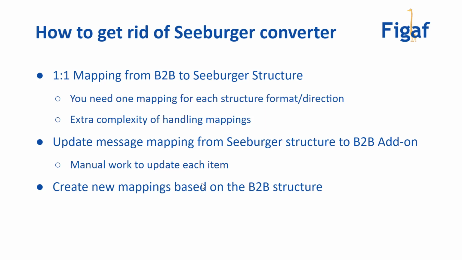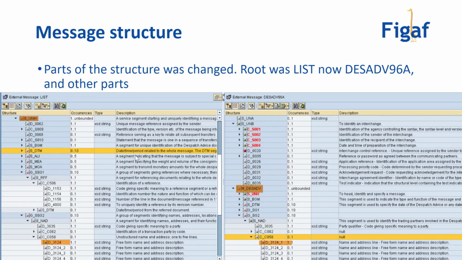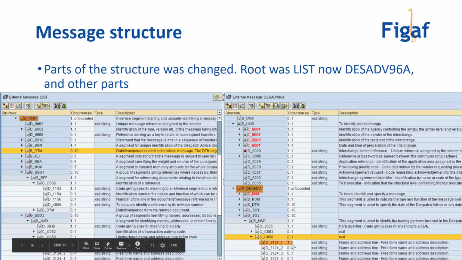Obviously, the Figaf tool will enable you to test this. We have a lot of EDI and XML comparison that makes it really simple to set up these things and test them. As said, the update is the best approach, and here we can see a difference in the structure. Here we have the B2B add-on. The root element is list in the Seeburger structure, and in the B2B it's DESADV. We can see some of the structures are different depending on where in the schema you are.